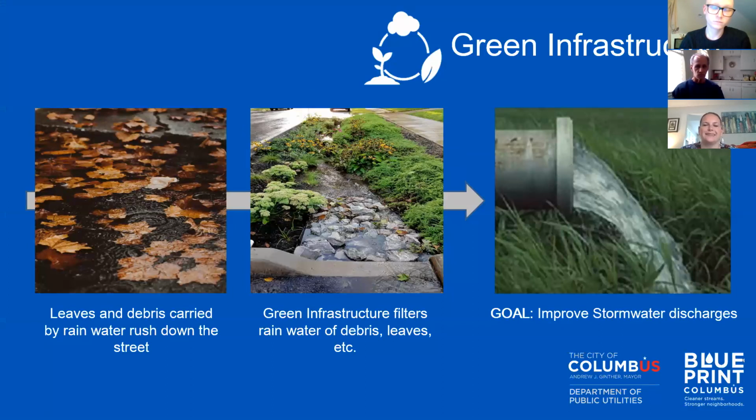So green infrastructure is nature's filtration system. And we talked about that rainwater rushing down the street picks up leaves and debris, nutrients and oil and dirt as it carries along. If we can route it through a rain garden or other green infrastructure, then we can filter out the debris and leaves before it reaches the storm sewer system. So in the end, we're improving the stormwater discharges. So the other three pillars of Blueprint help to seal up the system and move the water where it's supposed to go. And green infrastructure captures the water, cleans it before it gets to the river, resulting in cleaner water in the end.